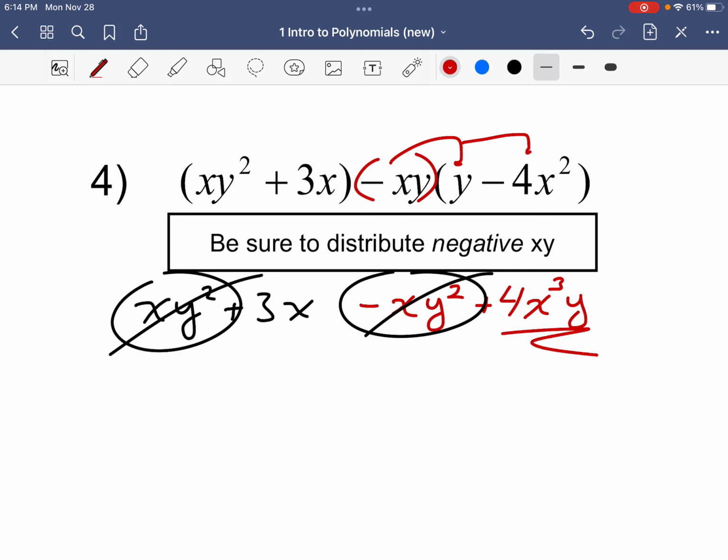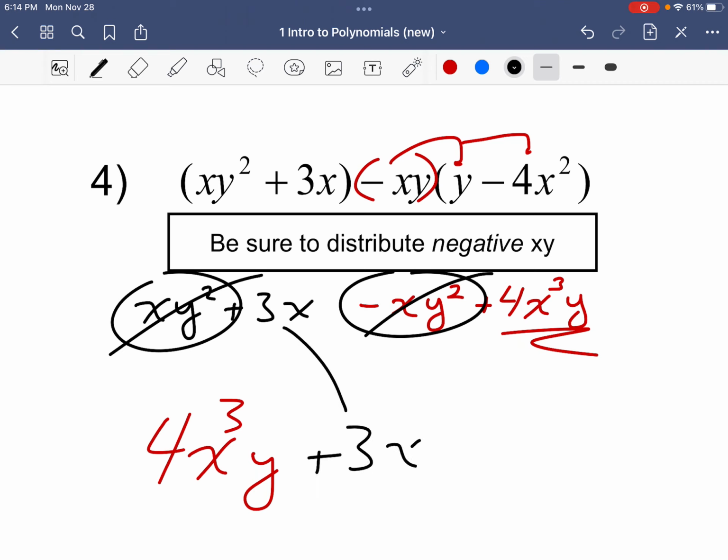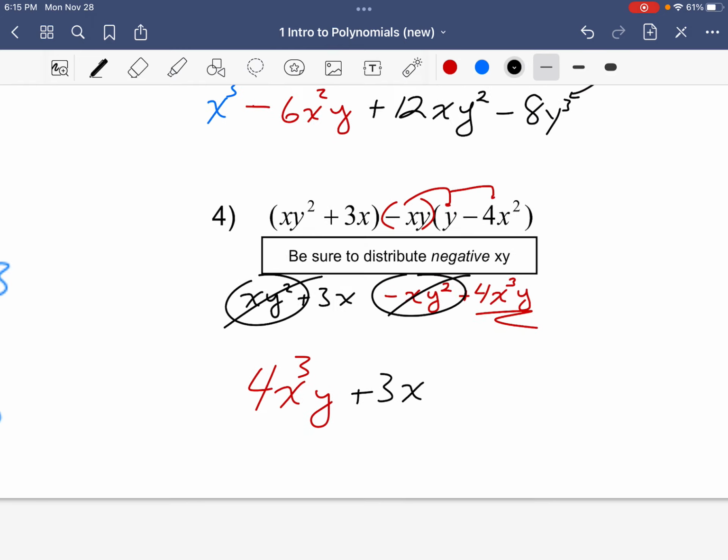So all I have left is this 4x cubed y, which I'm going to write first, remember, because the total amount of exponents would be 4. So we want to have that first in our list. And then this 3x, I'll just write that second at the end there. So we first distributed, and then we did a little addition and subtraction of like terms.